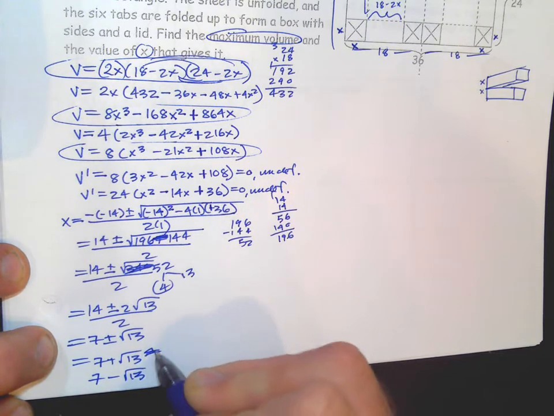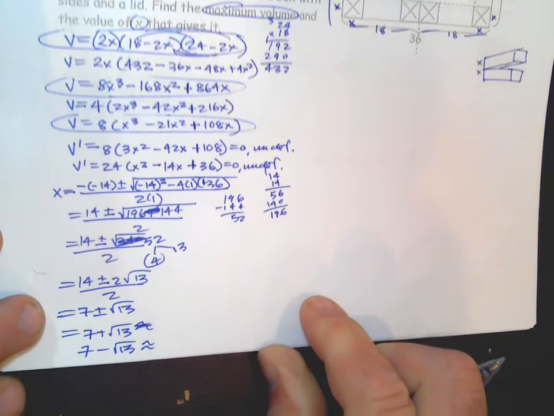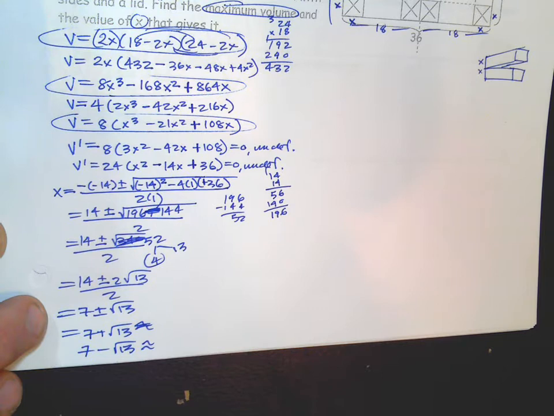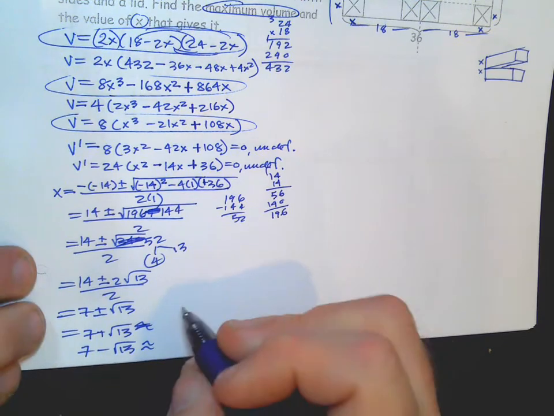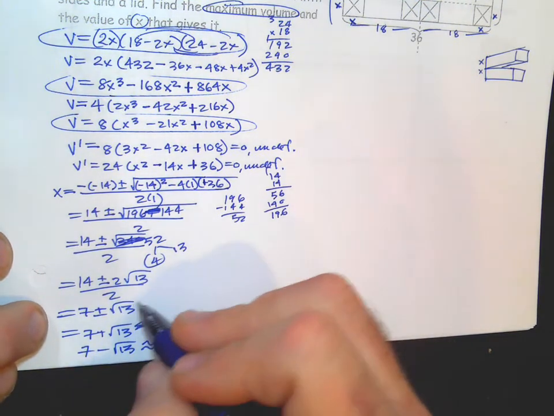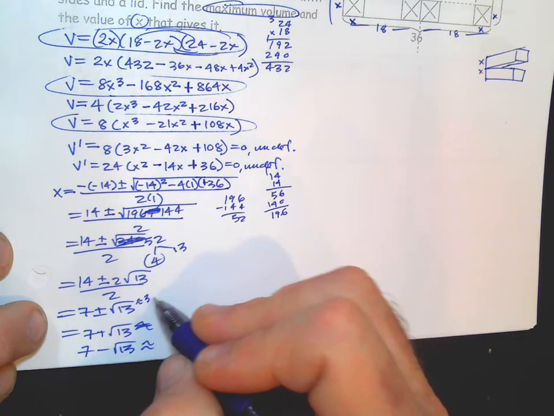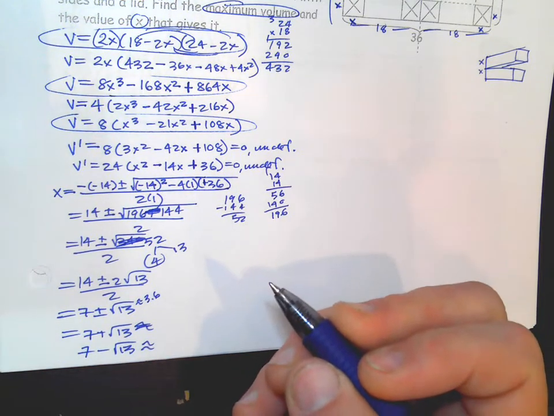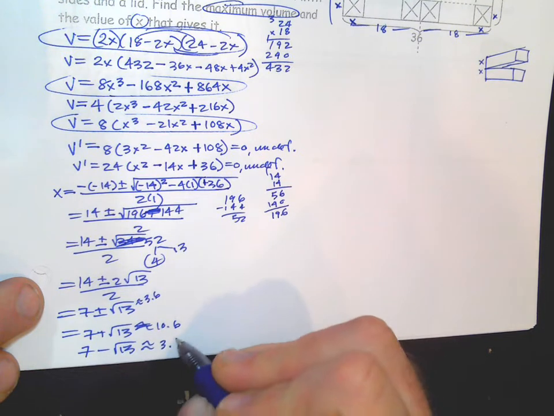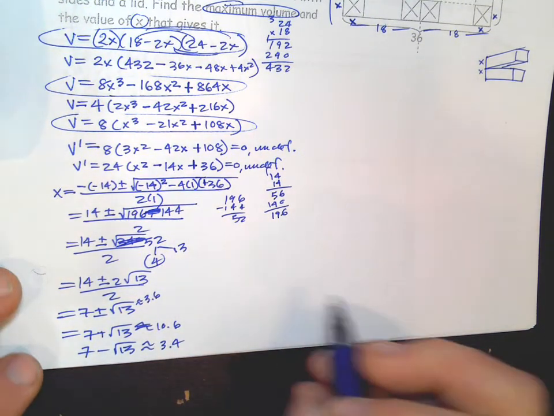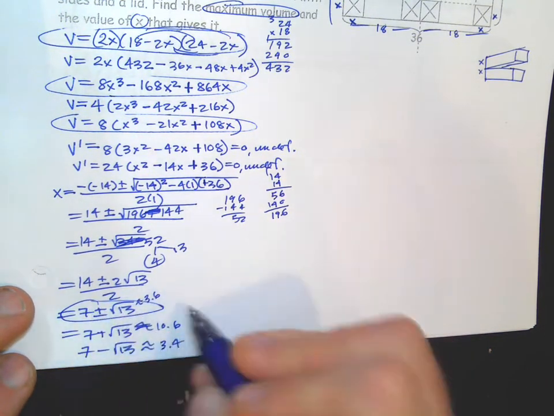So estimates without a calculator, square root 13 is between square root 9 and square root 16. So it's between 3 and 4. It's a lot closer to 16 than 9. It's 3 away from 16, 4 away from 9. So really about 3.6. This will be about 10.6. This will be about 3.4. Okay. So, I mean, these are your critical points.